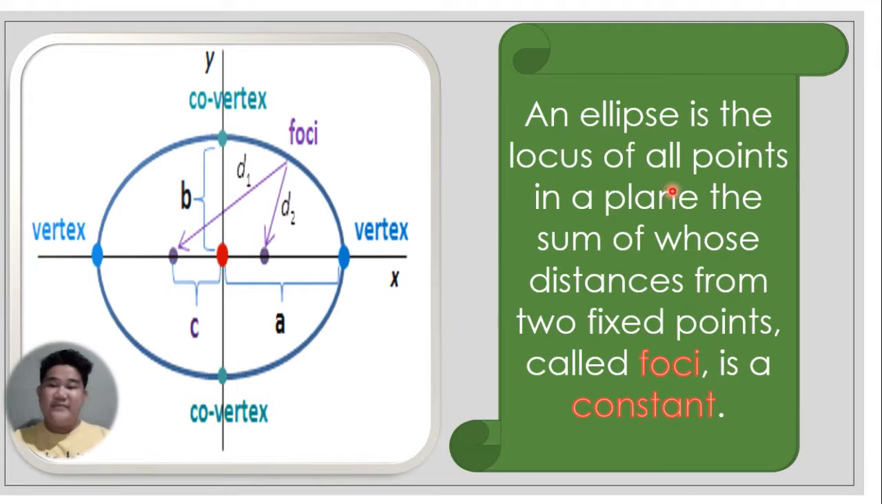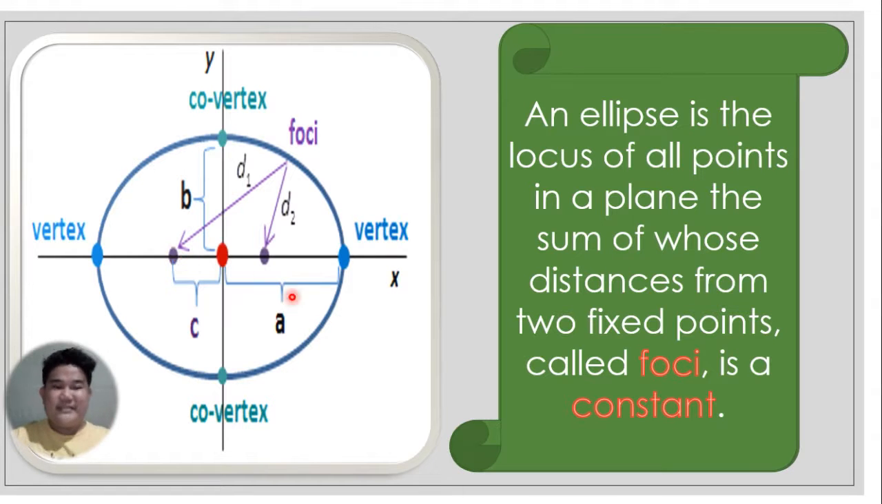And we have: an ellipse is the locus of all points. So this is the definition of our ellipse. So why did I include this? Because it says here that the sum of whose distances from two fixed points called foci is a constant. So this is our foci. From that going to that is a constant. From there going to there, is a constant. From that going to that is a constant.